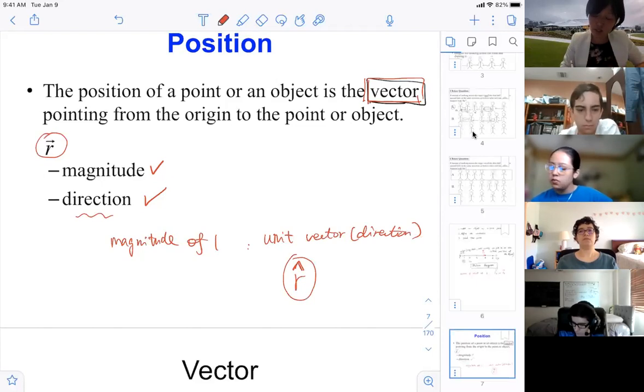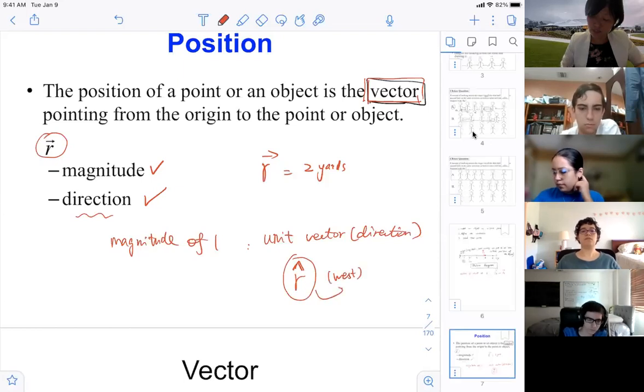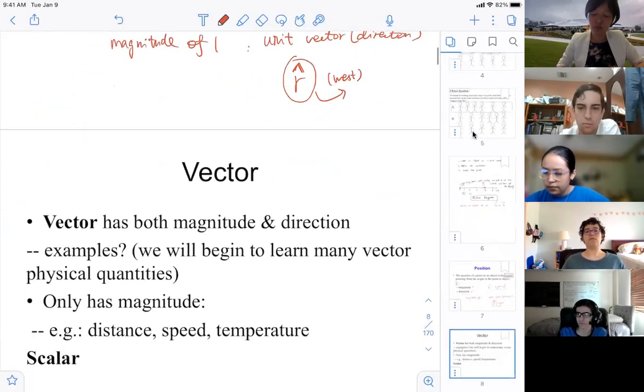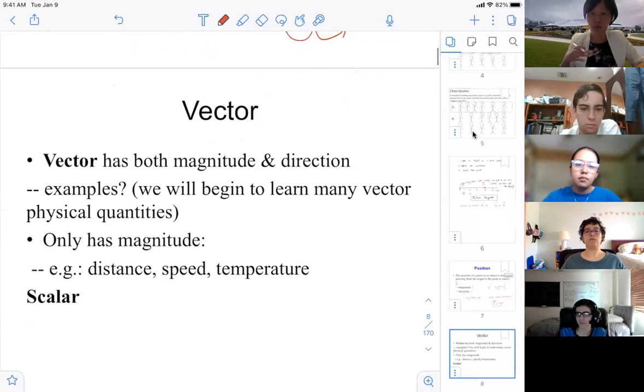So R is simply, let's say, 2 yards, right? To the direction of west, let's say west. So if r hat already tells us it's west, we can multiply that by R, so it has a magnitude and a direction. Does that make sense? Okay, so r hat indicates only a direction, with a magnitude of 1, the unit.